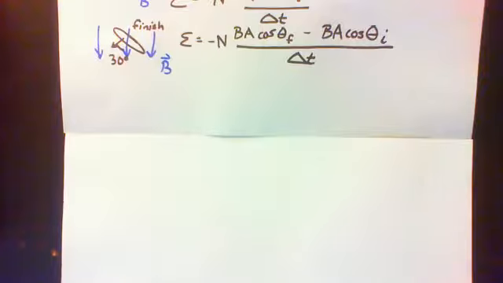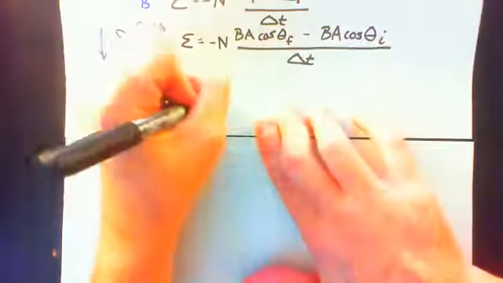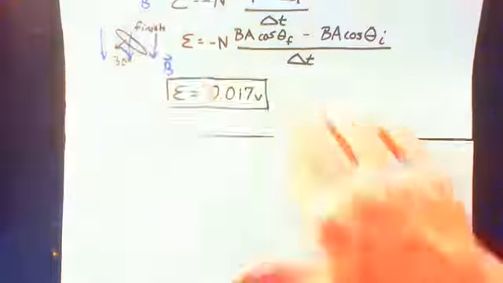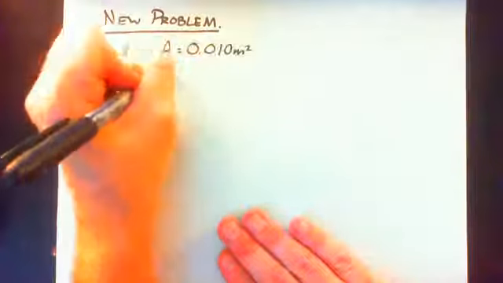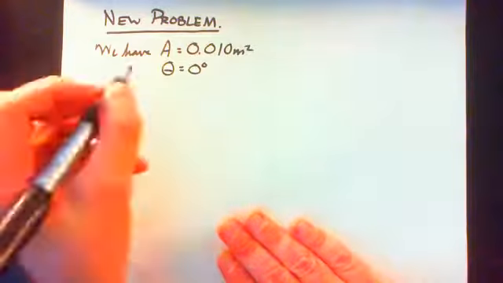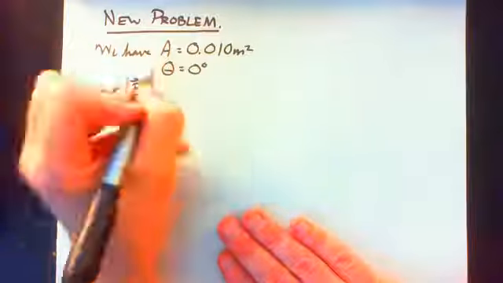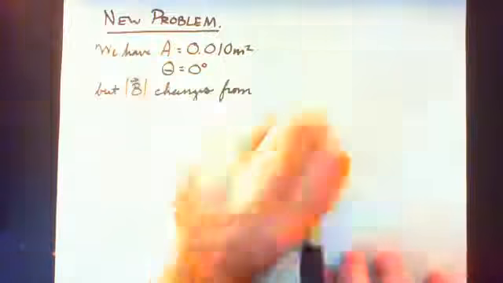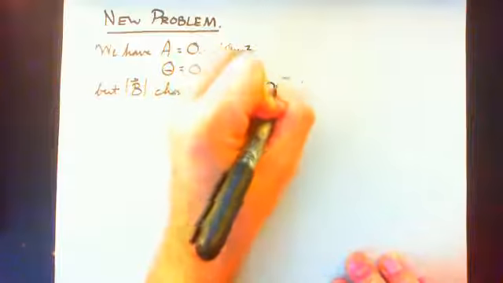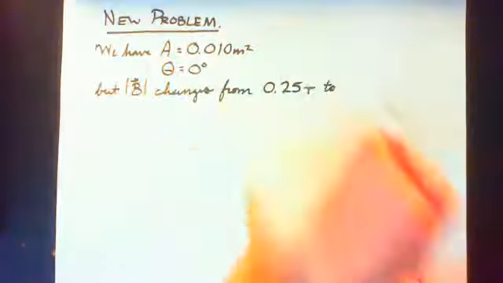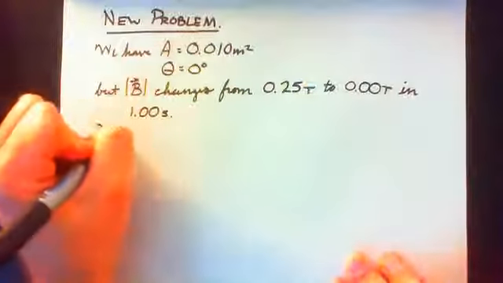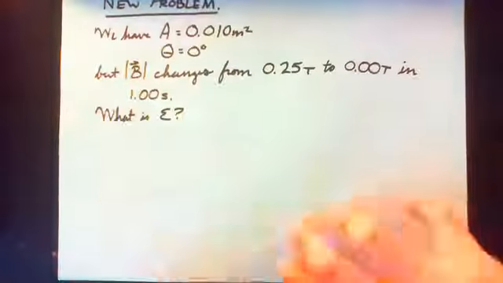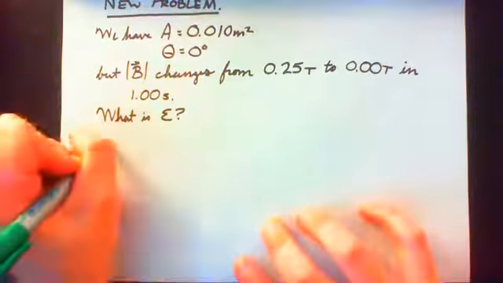Now let's think of a slightly different example. Let's say we keep the loop so that theta is equal to 0 degrees. But now we're going to change the magnetic field strength so that it starts out at 0.25 Tesla, but then that magnetic field decreases to 0 in 1 second. Let's see if we can calculate what the EMF is. And so we go back to Faraday's law. We use that. We have all the information we need. It's just the numbers come out a little bit differently.